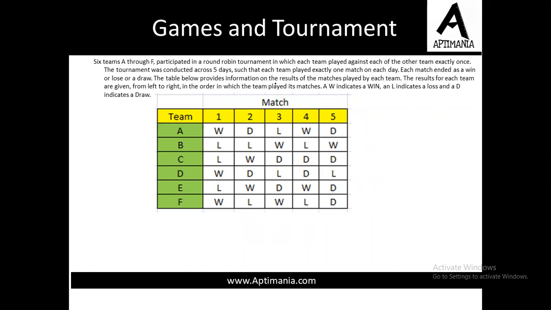The table below provides information on the results of the matches played by each team. The results for each team are given from left to right in that order in which the team played its matches. Now here the letter W indicates win, L indicates loss, and D indicates a draw. So from this table, we can see that on first day, A won its match. On second day, the match that A played ended in a draw, and so on. But we don't know with whom did A play on first day. A ने first day पे मैच जीता है, but किसके साथ खेला था? That information is not given to us.